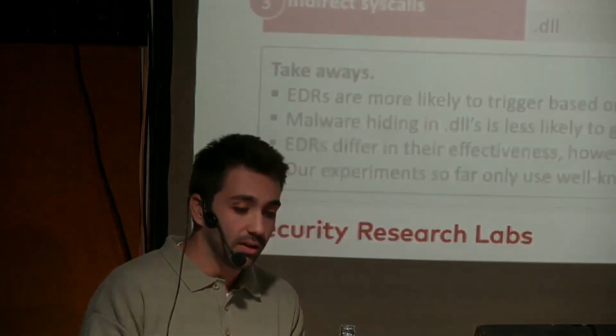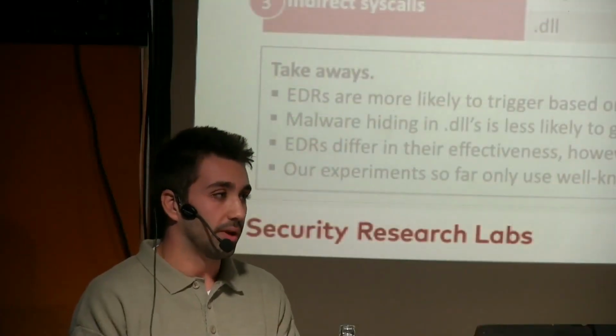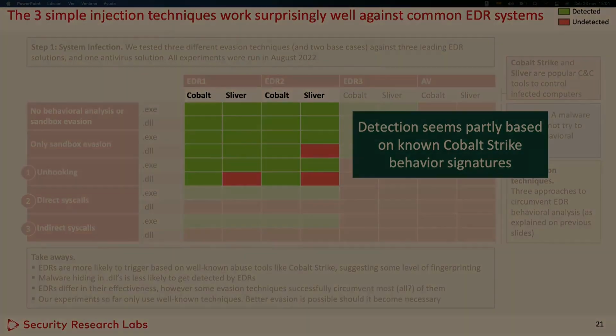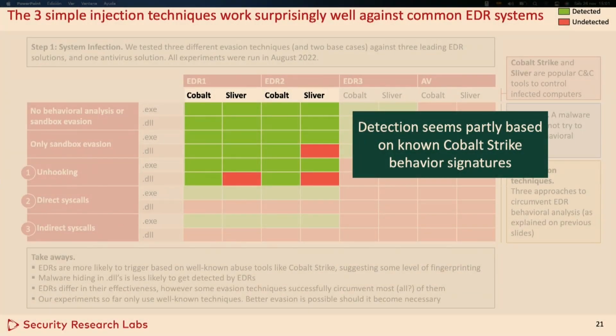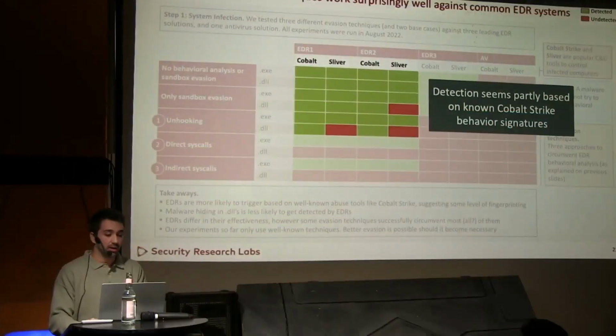Another thing we can see is that the detection we found is partly based on Cobalt Strike. So the EDR has some signatures targeting Cobalt Strike because it's the benchmark of the industry. And when you are using a different payload that is not Cobalt Strike, you have a really easier time injecting your payloads.